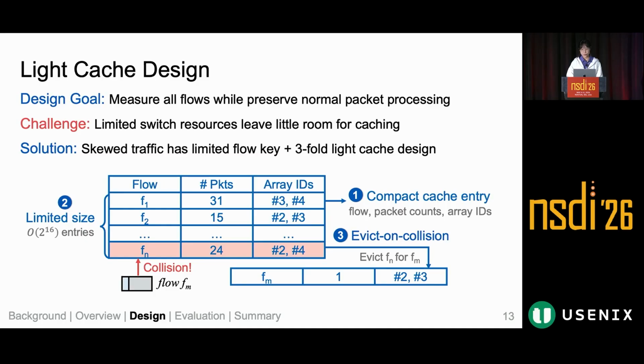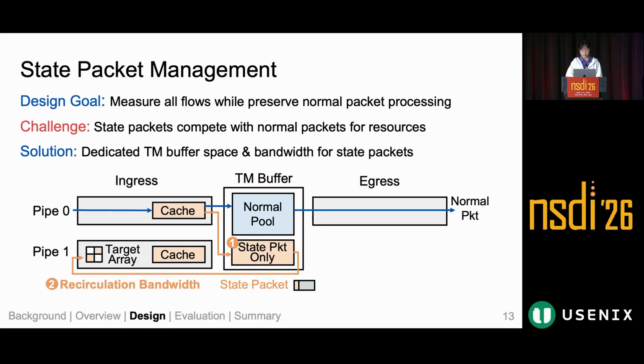Each cache entry stores the flow key, the number of packets using this key, and the IDs of arrays that still need to process this key. When multiple packets from the same flow arrive, SketchPipe only increments this count. This preserves measurement semantics because sketch updates for the same key are equivalent to adding the aggregated count. For collision, SketchPipe uses an evict-on-collision policy, which is simple enough for the switch and performs well in practice.